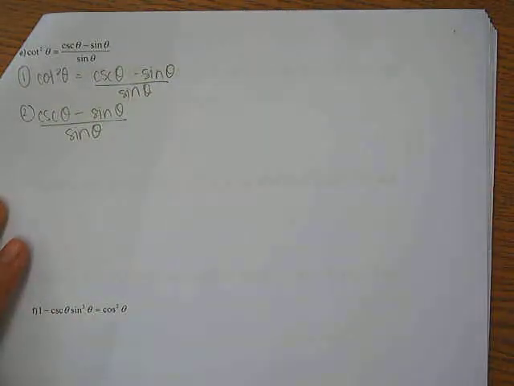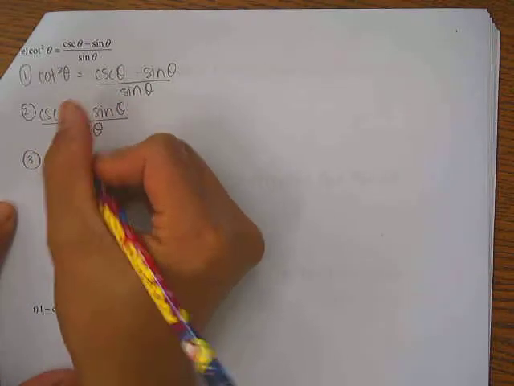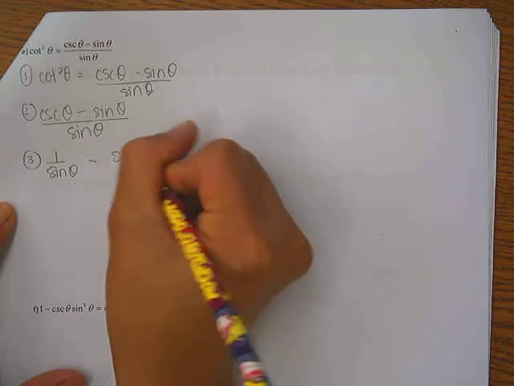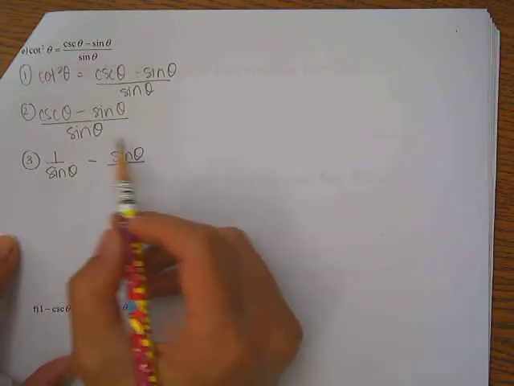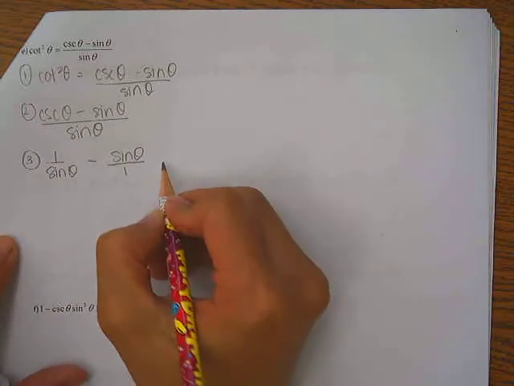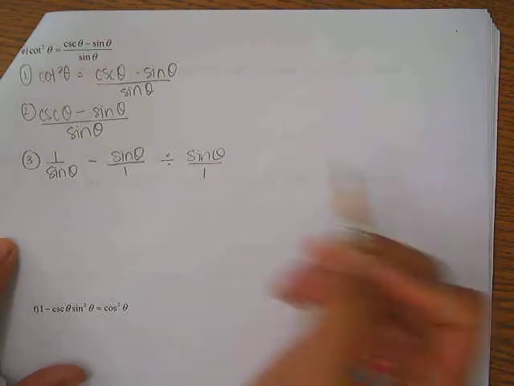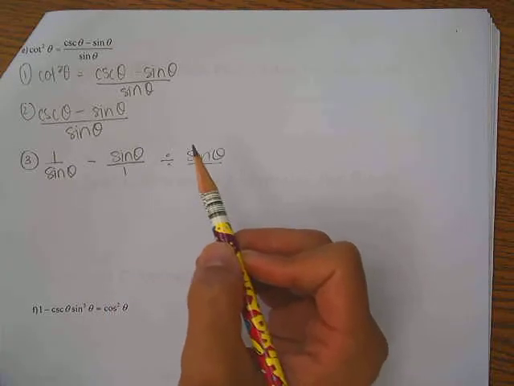Okay, so with that, one of the strategies said that I might need to convert it to all sines and cosines. So let's see that. So this is 1 over sine of theta, subtract sine of theta, all over 1. I'm just going to make that into a fraction because this is a fraction. And then this one is divided by sine of theta, all over 1. So I'm just converting this into a new symbol. Really, not a big deal.